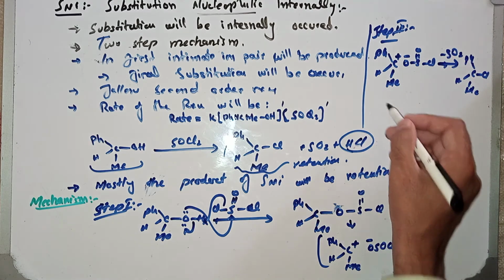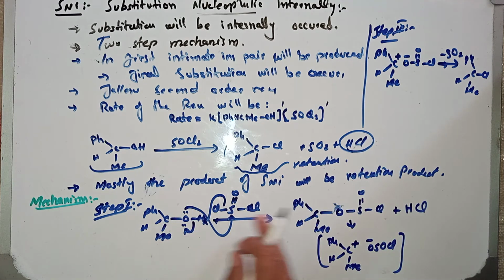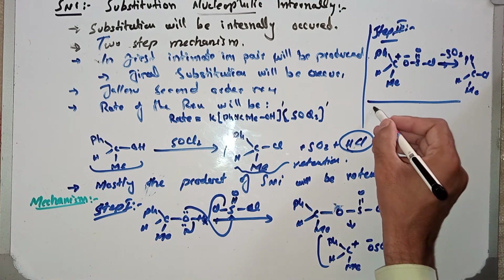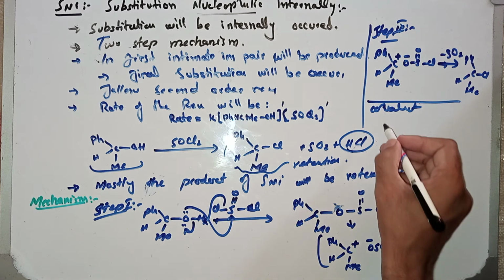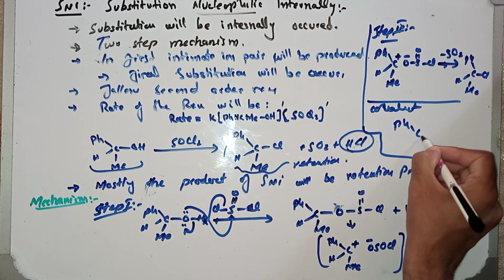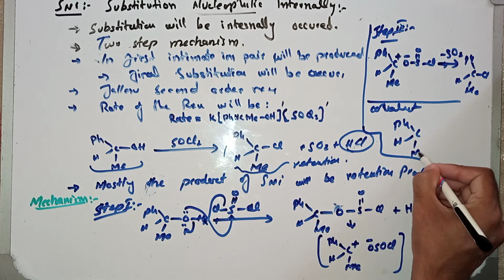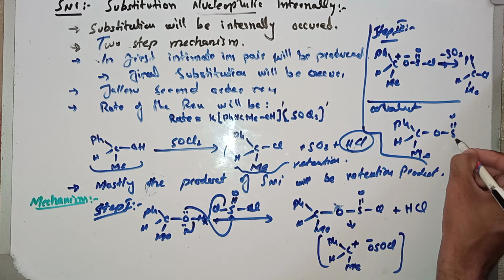This final product is in the presence of the covalent mechanism. This is the covalent mechanism process. In the covalent mechanism, the mechanism will be like that. This is the phenyl attached with carbon H, and methyl, O S double bond O Cl.